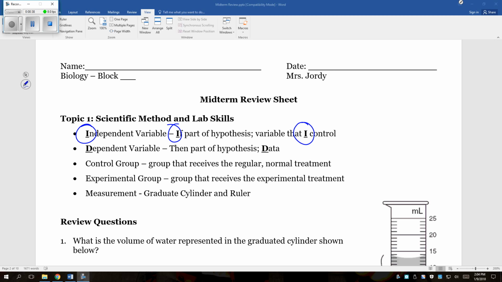The other thing that we might want to remember is that when we write out the title of an experiment, we always have the effect of blank on blank. Now remember that first blank that we fill in is always going to be our independent variable. Once again, that means that's the thing that we are changing in our experiment. The second part of that is going to be our dependent variable, which we're going to talk about in 1 second.